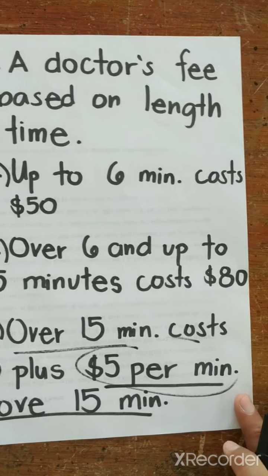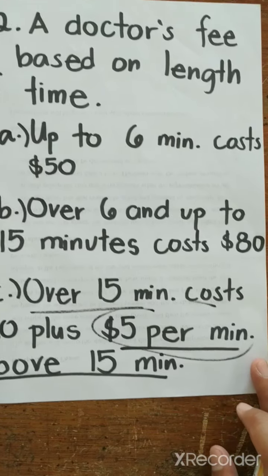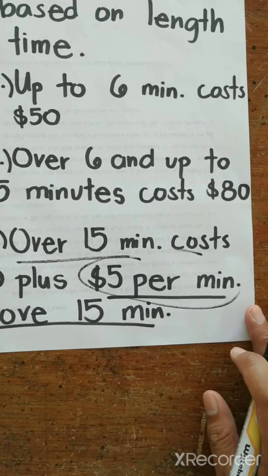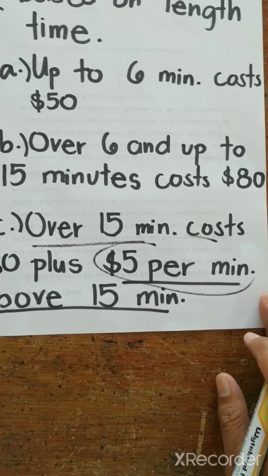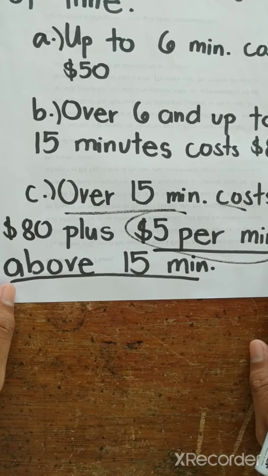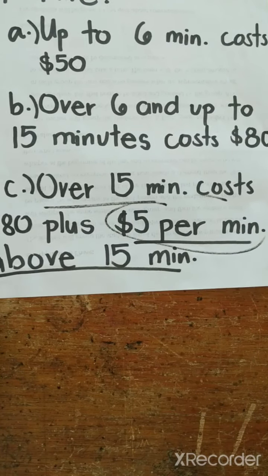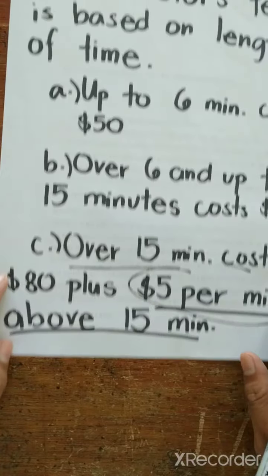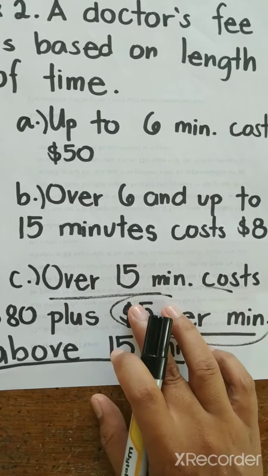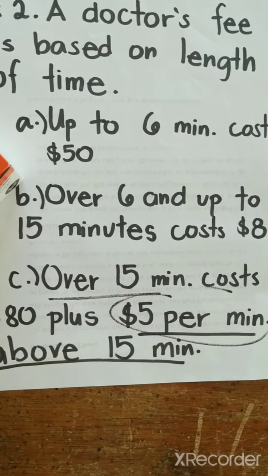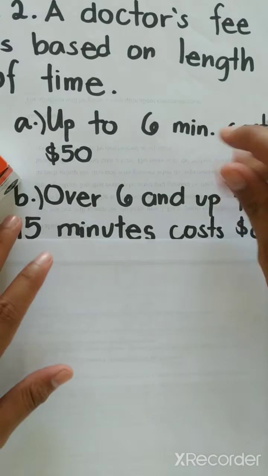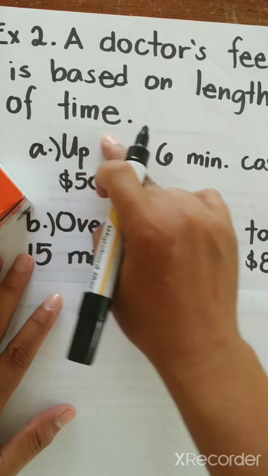A doctor's fee is based on length of time. Up to 6 minutes costs $50. Over 6 and up to 15 minutes costs $80. Over 15 minutes it costs $80 plus $5 per minute above 15 minutes. Okay, so first thing, we are going to write a function over it. So this time, instead of x, we will be writing t because of time.